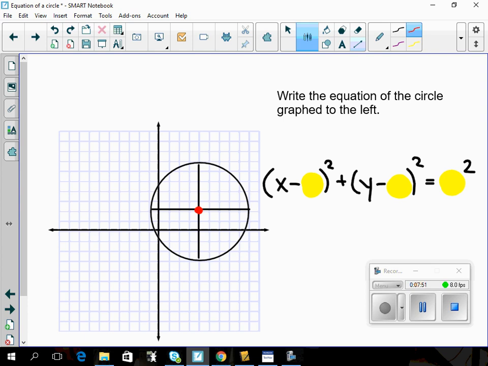Over 4 up 2, which is what as a point? How do I write that? 4, 2, right? How do I plug those numbers into my formula? So we want them to be the opposite, so well, I'm not going to plug in a negative 4. It's already minus, right? So 4 and 2. I don't have to change any signs.